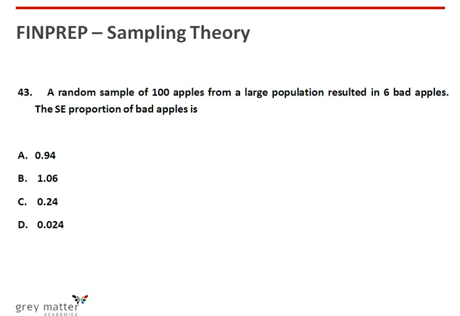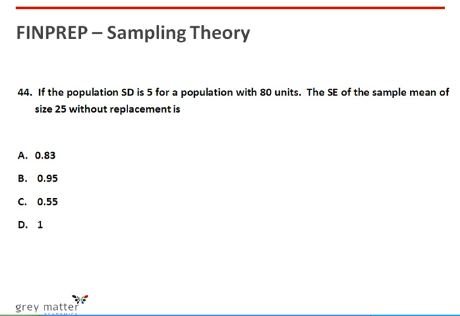Going back to our PowerPoint presentation, it is option D, which is 0.024, which is the standard error of proportion of bad apples. 44th question.